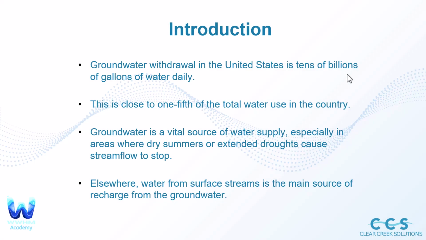Groundwater withdrawal in the United States is in the tens of billions of gallons of water daily. So there's a lot of groundwater withdrawal that is occurring on a daily basis, and this is close to 1/5 of the total water use in the entire country. Groundwater is a vital source of water supply, especially in areas where dry summers or extended droughts cause stream flow to stop. Right, so if you have an area that might get some storms in the spring or winter time, but not a lot in the summer, very dry, those groundwater deposits are going to be very useful for keeping the water supply going in those areas.